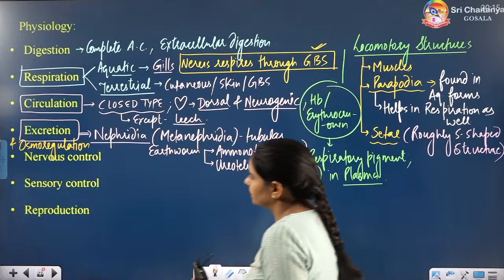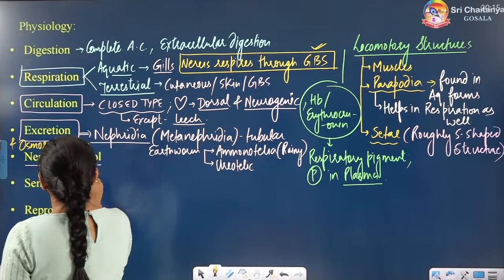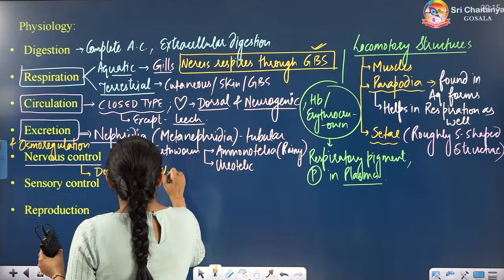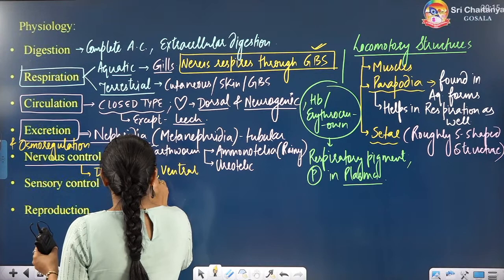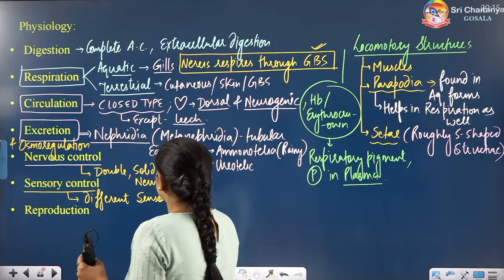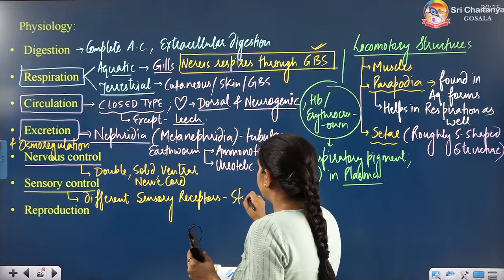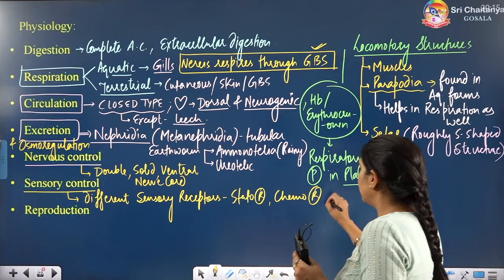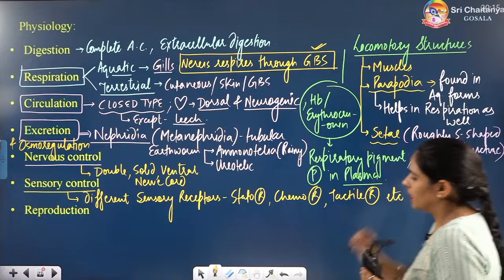If we talk about nervous control, it is again the same: a double solid ventral ganglionated nerve cord. Different sensory receptors are present for sensory control, for example statoreceptors, photoreceptors, chemoreceptors, tactile receptors, etc. Talking about reproduction, which is the last point here.